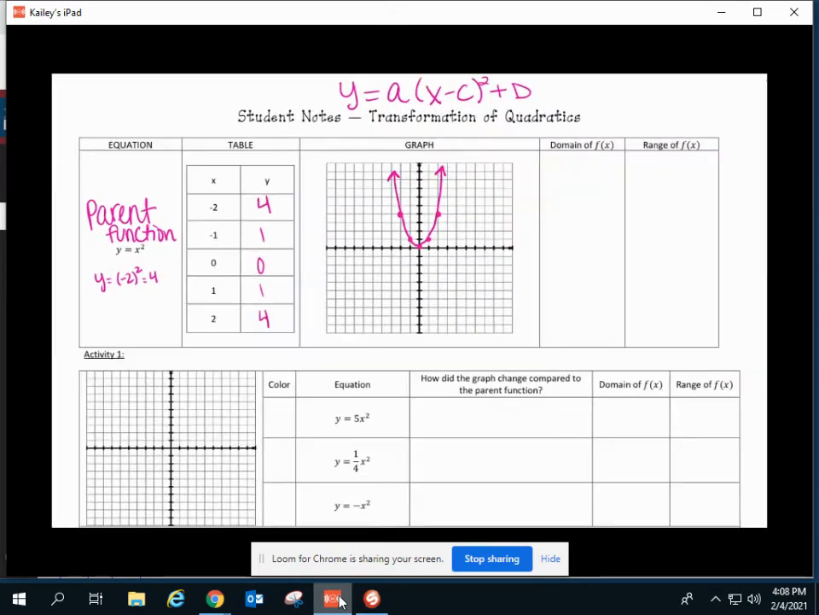Just another reminder here, the domain of f of x, or that function we just graphed right there, would be all real numbers. It continues left and right forever and ever. The range of our parent function, the lowest y value is here at 0, and the rest of them go up from there forever. So our range would be y is greater than or equal to 0. This 0 should also match the y value of our vertex at 0, 0.